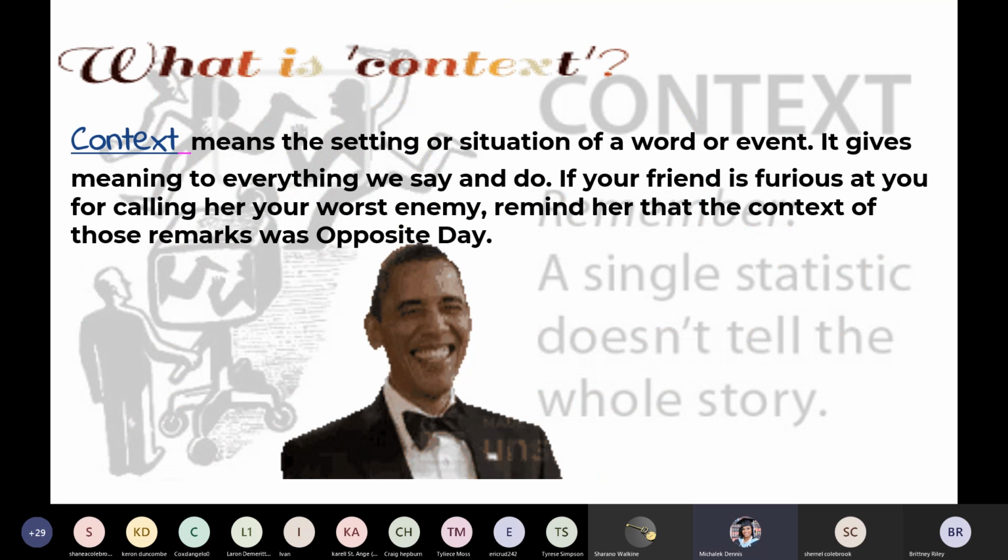Now, what is a context? Context means the setting or situation of a word or event. It gives meaning to everything we say or do. So sometimes you would hear adults say, it's not what you said, but it's the context of what you're trying to explain. Certain things that you say to individuals may be frustrating. Like it says here, if your friend is furious at you for calling her your worst enemy, remind her the context of those remarks was opposite day. Now, I don't know if that will work, but I'm sure when you said she's your worst enemy, clearly red flags went up, okay?